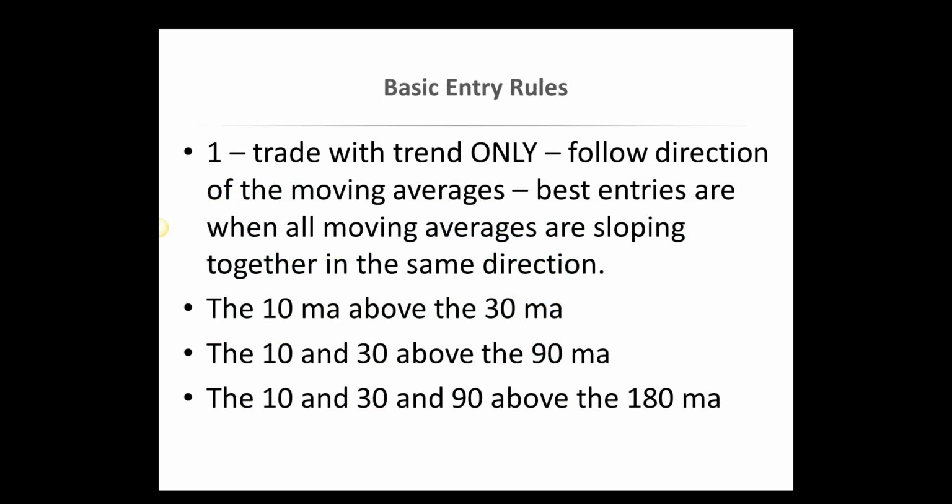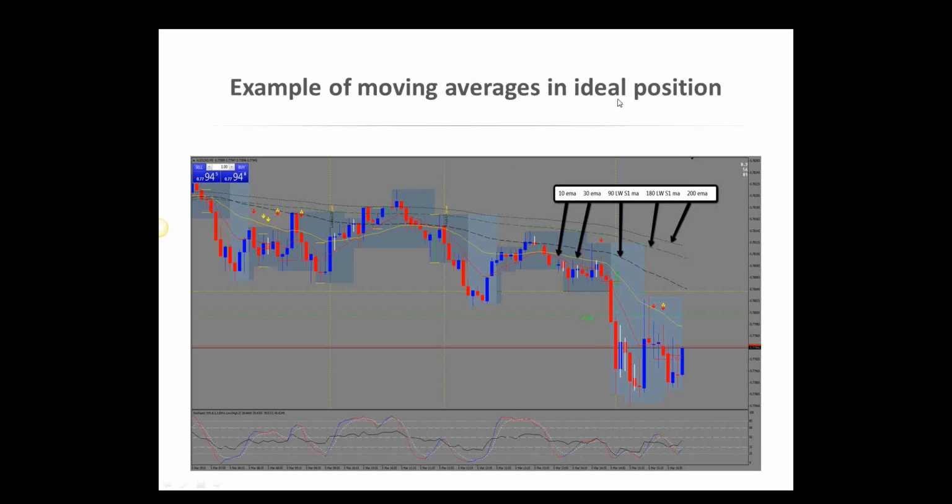Basic rules of entry. Number 1, trade with the trend only. Follow direction of the moving averages. Best entries are when all moving averages are on a slope together in the same direction, i.e. the 10 MA above the 30 MA, the 10 and the 30 above the 90, the 10, the 30, and the 90 above the 180. Those are the basic rules.